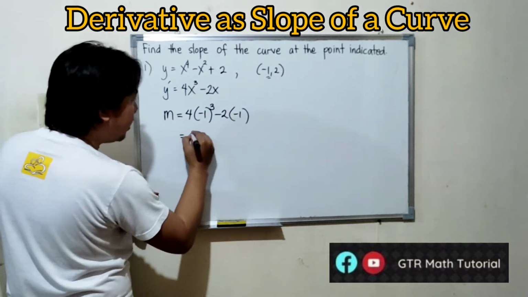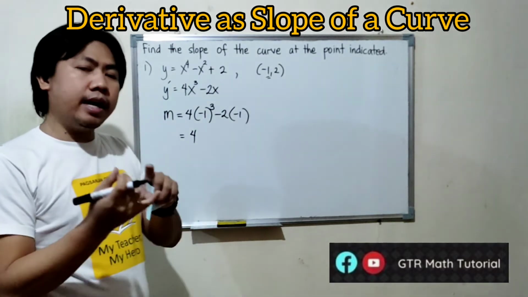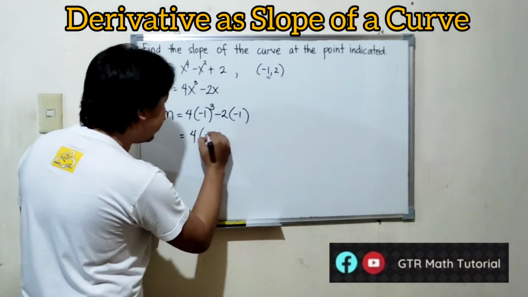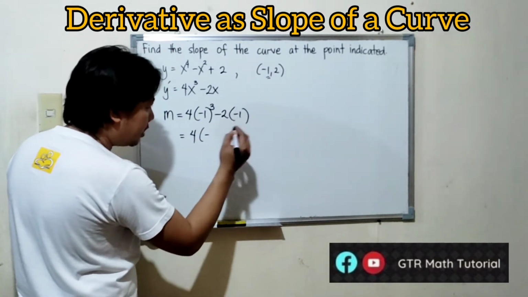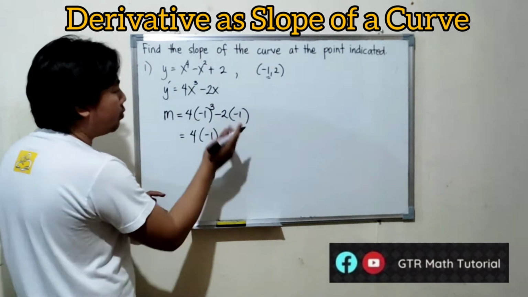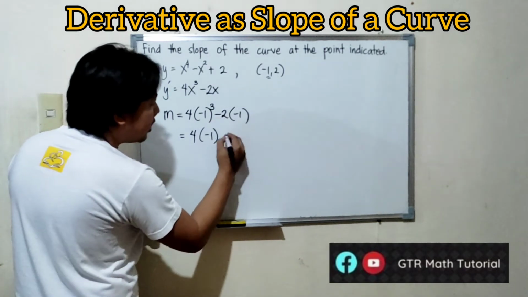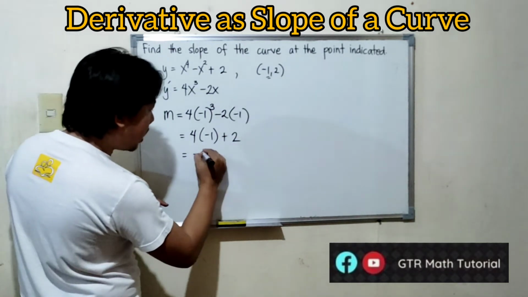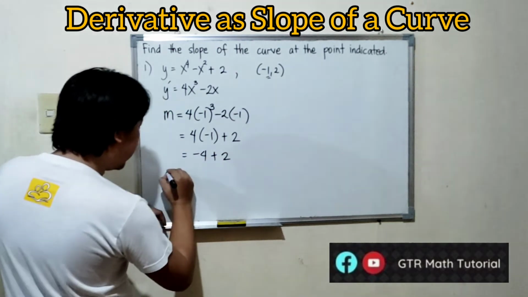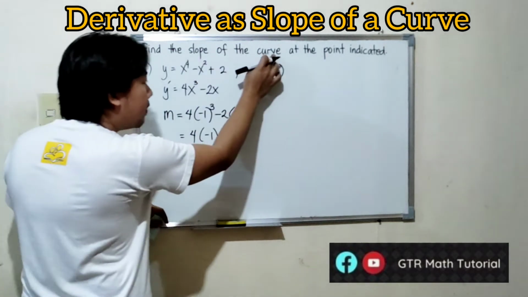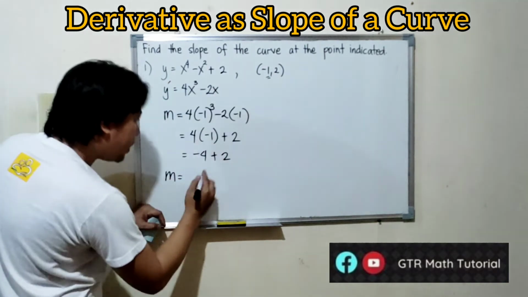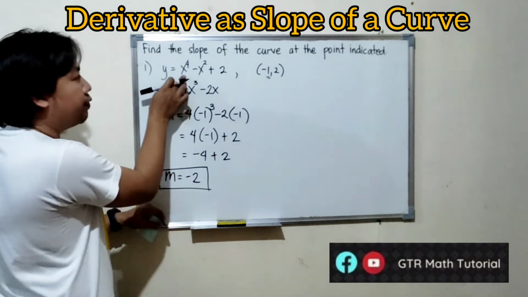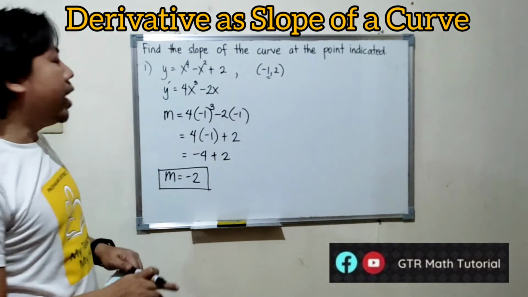Just simplify. We have negative 1 cubed, so that means negative 1 times negative 1 times negative 1. Three negatives will give us a negative, and the magnitude is still 1, so negative 1. Then negative 2 times negative 1 is positive 2. So we have 4 times negative 1, which is negative 4, plus 2. Therefore, the slope of the curve at the point negative 1, 2 is negative 2. So this is the slope of this curve at the point negative 1, 2.